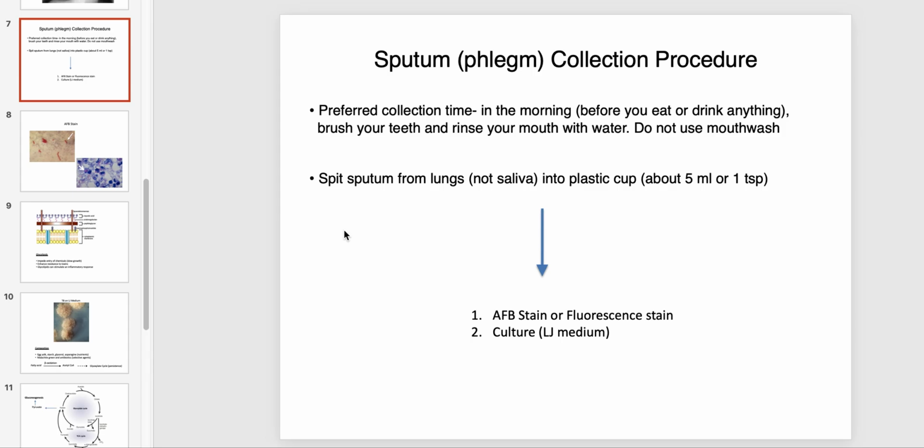something called an acid-fast bacillus stain, AFB or AF stain, for acid-fast stain. Or there's a fluorescent stain you can use as well. In the acid-fast stain, the microbes are stained with a particular dye that selectively sticks to them and can't be washed out with your decolorizing step, because they have a very special envelope, which I'll talk about. You can also culture the microbes on a medium called LJ medium, but it takes a long time for these guys to grow.